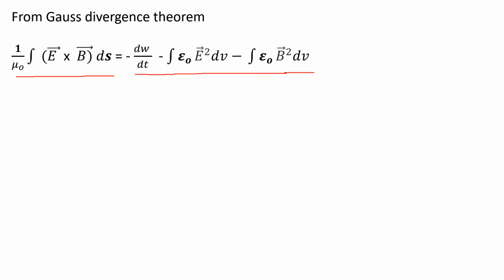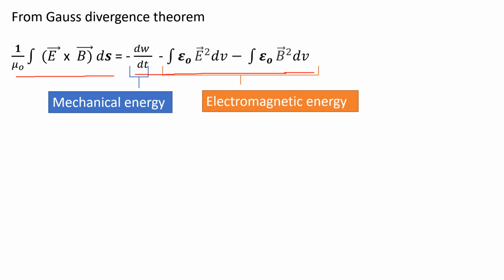This whole term is denoting the energy. How? See, this dw by dt is the mechanical energy, which is the power coming through the work done over the charge, and this energy is coming from the electromagnetic energy. Of these two terms, one term is the stored energy due to the electric field, and the other term represents the stored energy due to the magnetic field, or combined, we can say this is the term which shows the stored energy due to the electromagnetic energy.